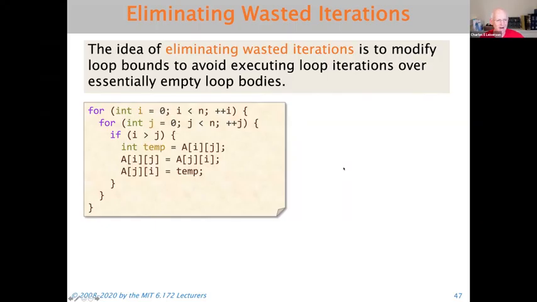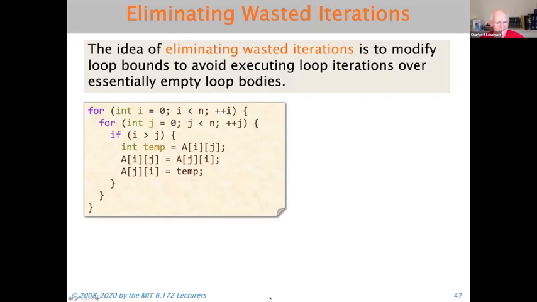You swap A[i][j] with A[j][i], and then the loop swaps it back, because you did it both times. You have to check that i is greater than j. But it turns out that half the iterations of this doubly nested loop don't do any work. They just simply do the test and then skip it.